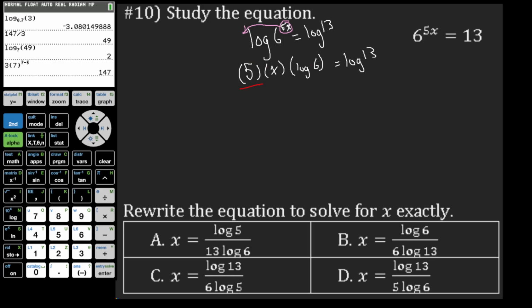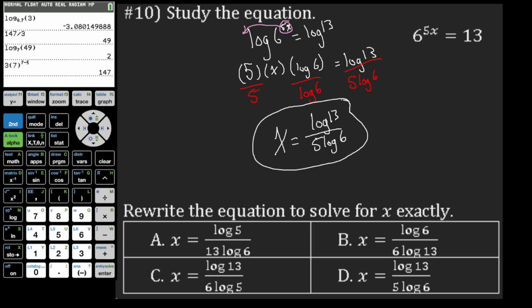So what I can do is this. I can divide both sides by 5, and divide both sides by log of 6, so I'm dividing both sides by 5 log of 6. And so my answer, whatever that value is, should be x equals log of 13 over 5 log of 6.